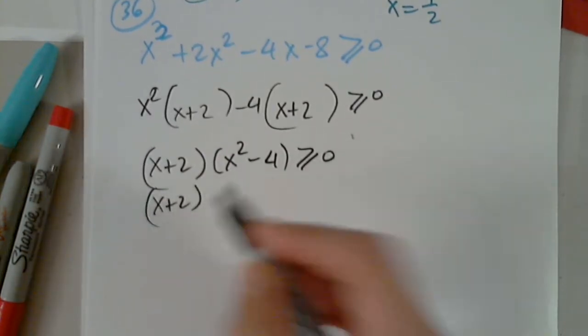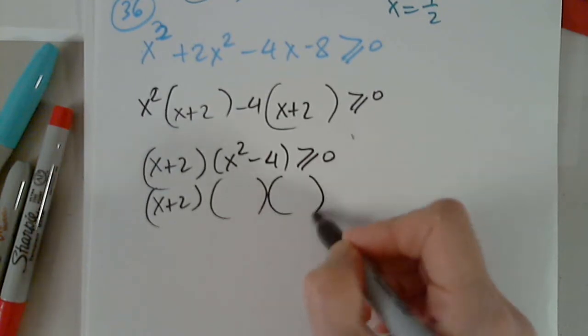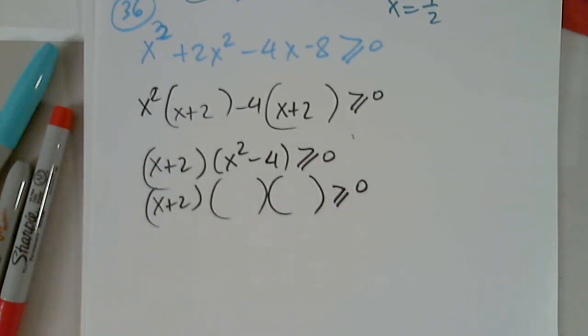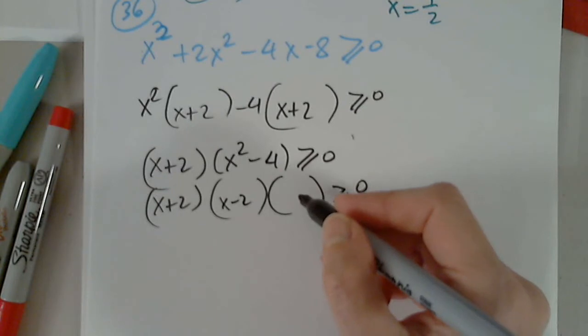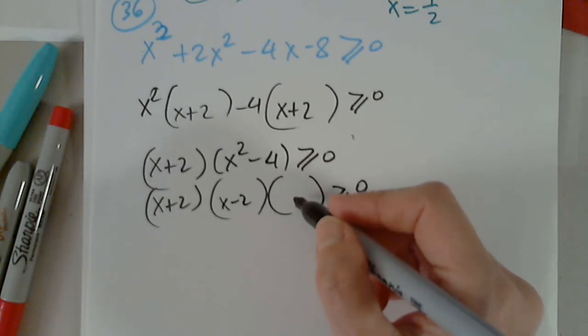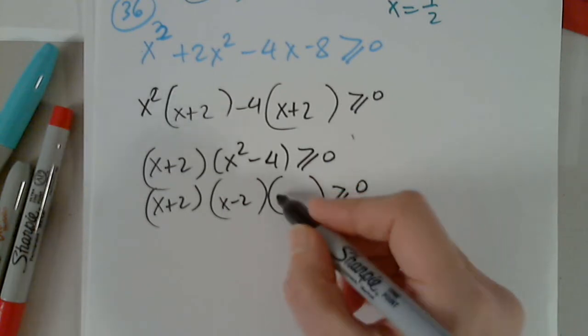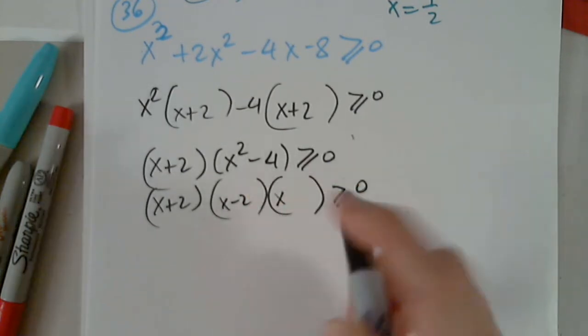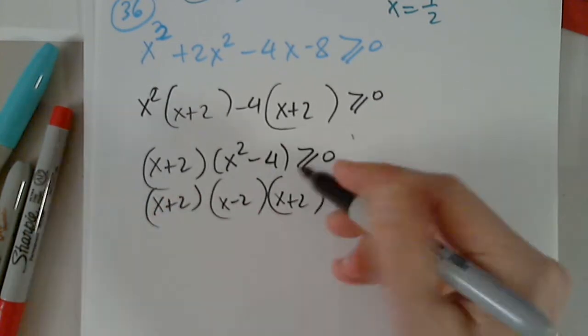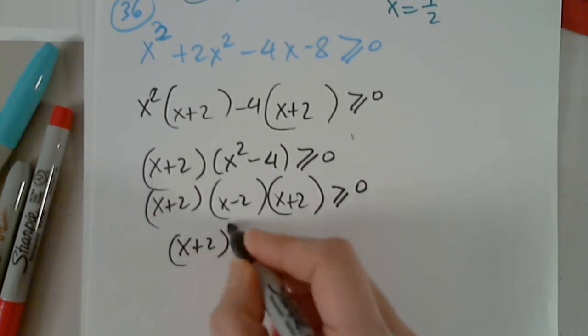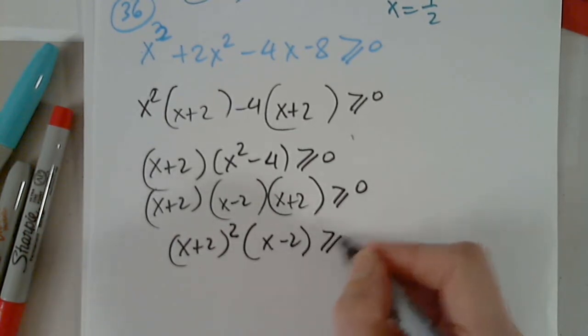And this is x plus 2. I have to continue factoring. How do I factor x squared minus 4? X minus 2. Very good. It's a difference of squares. X plus 2. Very good. So I see that these two are the same. So I'm going to rewrite as x plus 2 squared, x minus 2 greater than or equal to 0.